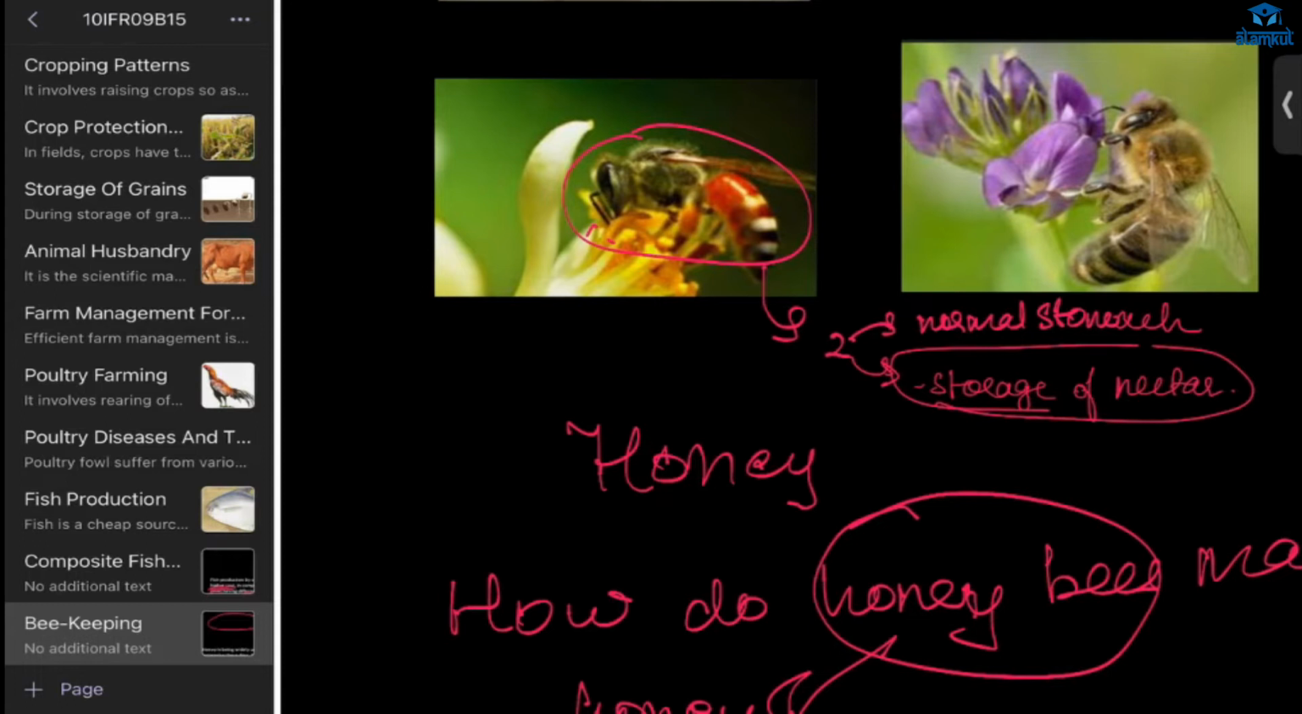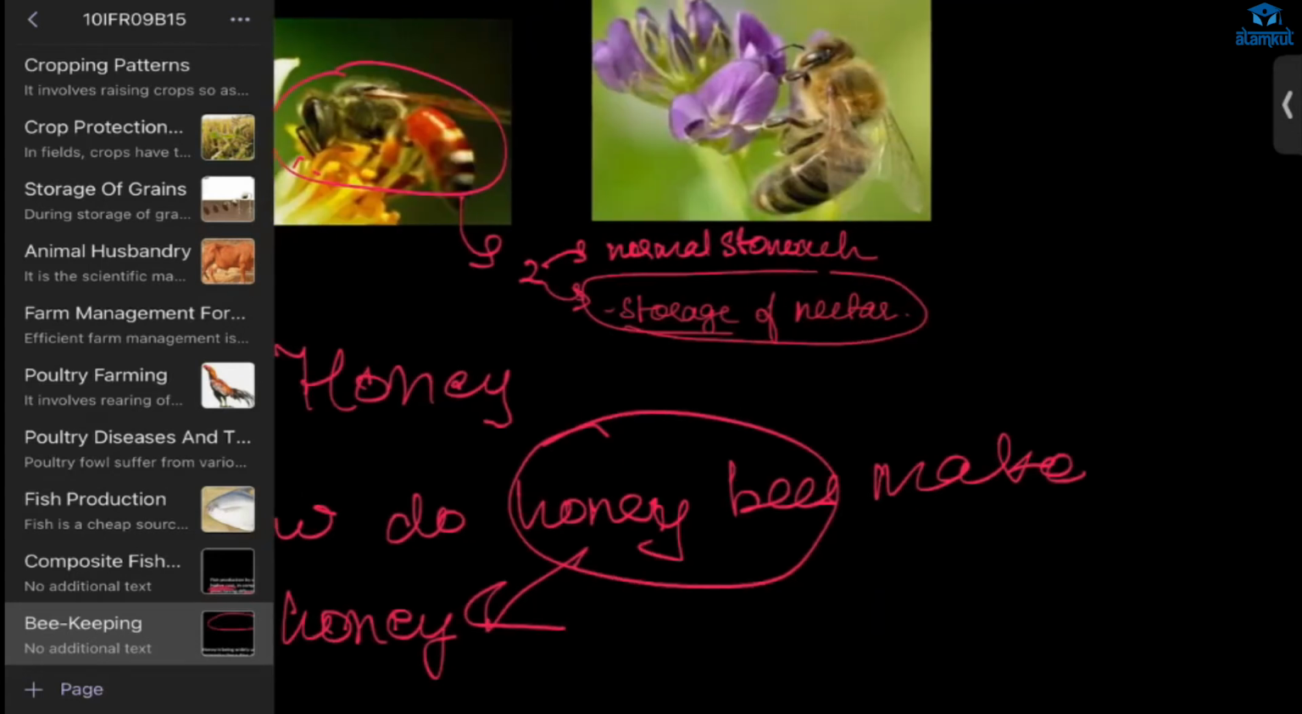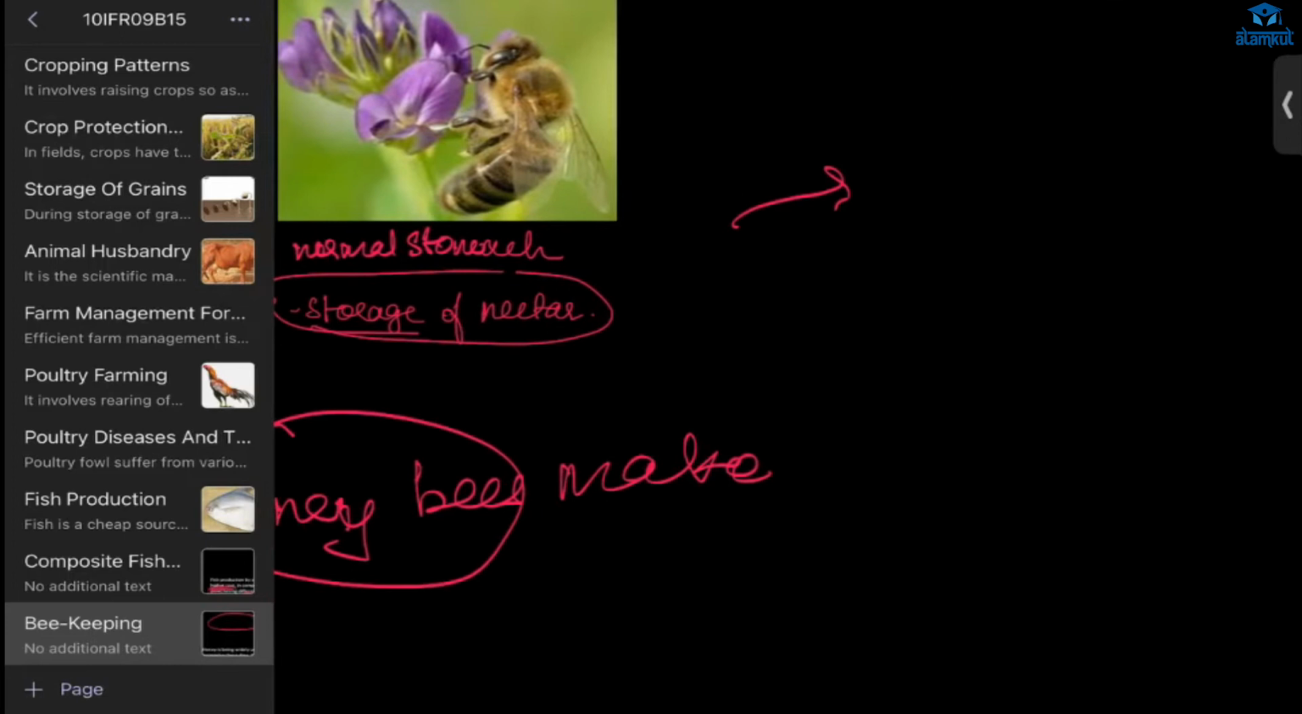After that, what do they do? When the stomach is full, and the weight of the nectar is similar to the body weight of the bee, what will happen? The bee will go back to its nest, the hive. And after that, there will be other bees there.